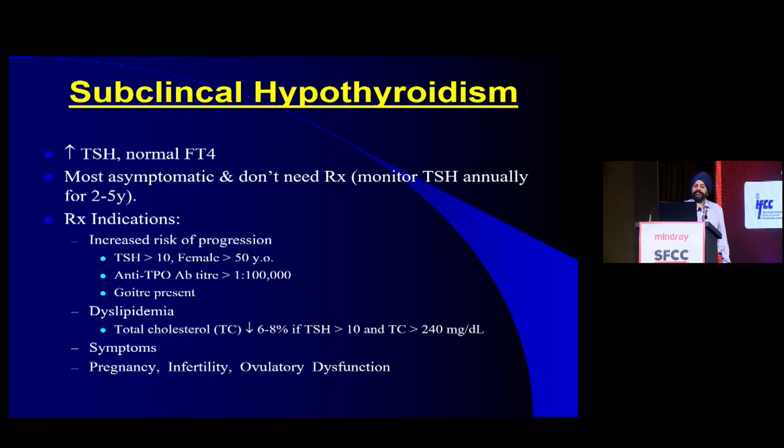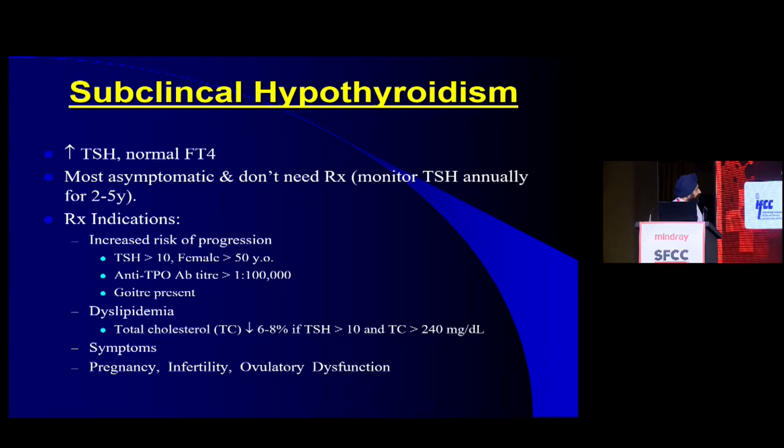general physicians are very trigger happy and ignorant of this phenomenon and are grossly over treating subclinical hypothyroid patients currently. There are few conditions where you need to treat patients of subclinical hypothyroidism. They are primarily when there is an increased risk of progression seen in patients whose TSH levels are more than 10, females more than 50 years, high titers of anti-TPO antibody, presence of goiter.